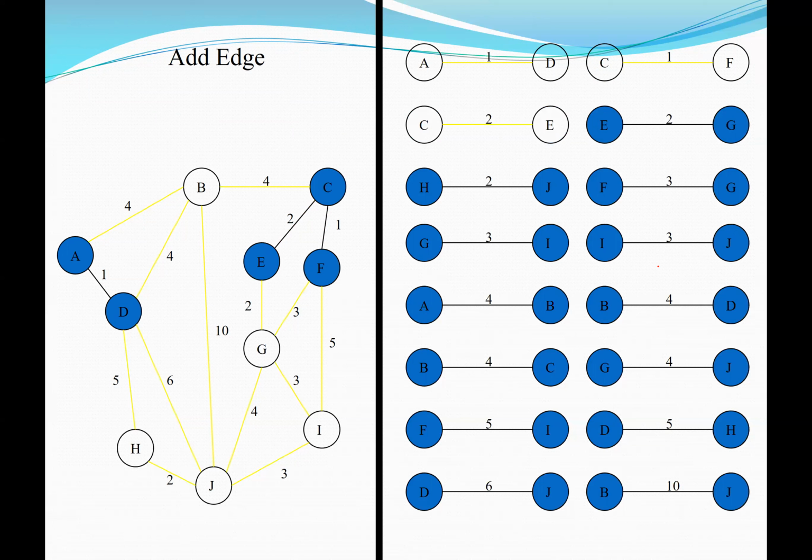The next one will be EG, because they're both unit of 2. And the next one will be HJ. That's also unit of 2. So that's how Kruskal works compared to Prim, right? So there we go.